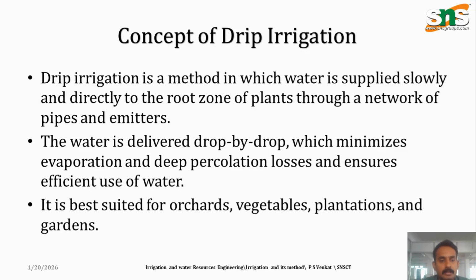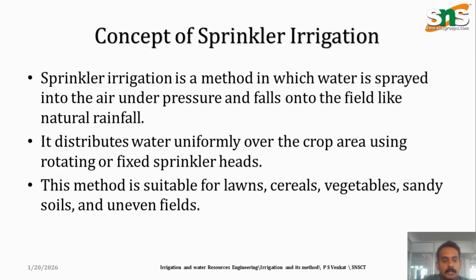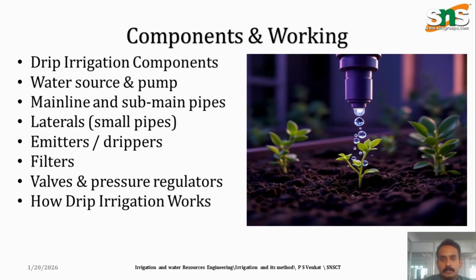Drip irrigation is a method in which water is supplied slowly and directly to the root zone of the plant. Whereas in sprinkler irrigation system, the water is sprayed into the air under pressure. The water falls on crops like natural rainfall, ensuring uniform distribution. The main components of drip irrigation system include water source and pump, mainline and submain pipes, laterals, emitters and drippers, filters or pressure regulators.